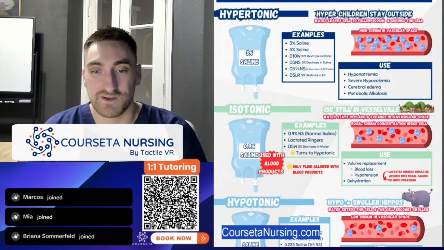Why? Well, remember osmosis, right? Osmosis is the movement of water from a lower concentration to a higher concentration. We're giving IV fluids that have a low amount of sodium in them, and we introduce them into the vascular space. So we introduce low amounts of sodium in the vascular space. Where's water going to go? Where's the sodium higher now? What fluid space out of those three fluid spaces has the highest amount of sodium concentration?